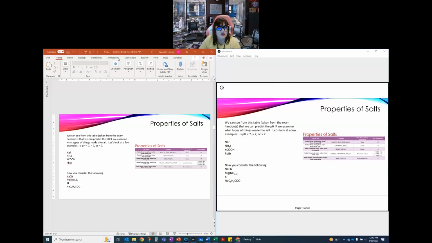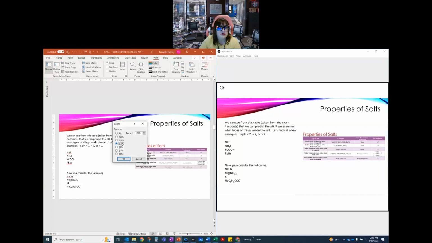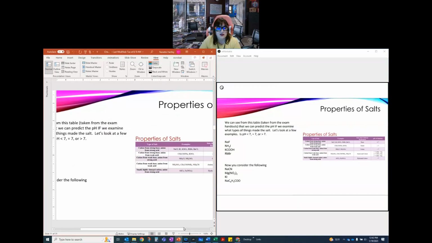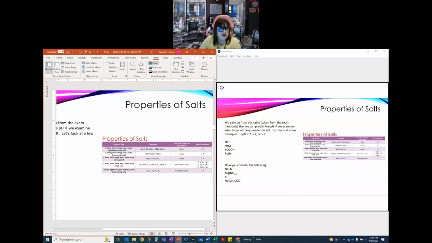So when we talk about the properties of those salts, we can see from the table that we have, and I'm going to zoom in so you can see that, because I know it's really hard to see unless we do. If we have the cation from a strong base and the anion from a strong acid, then it's not going to have any effect. Our pH will be 7.